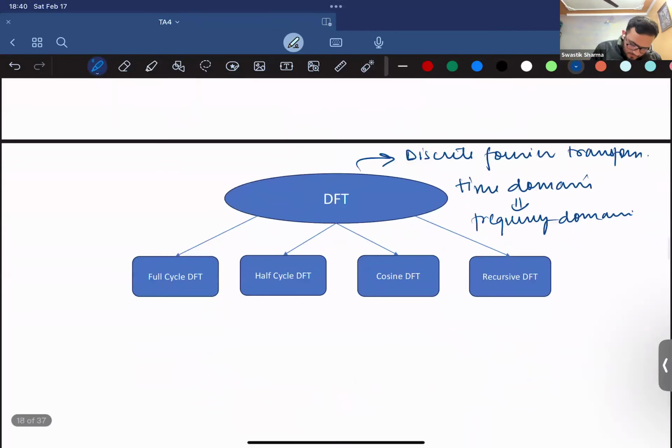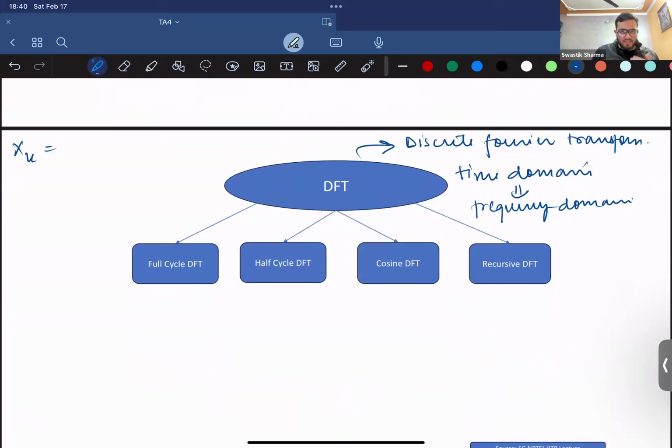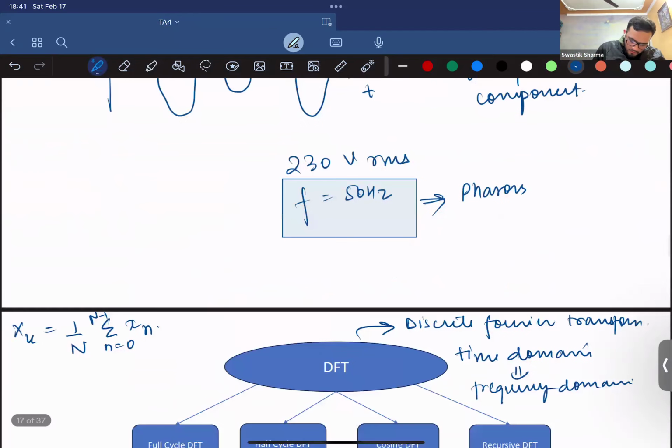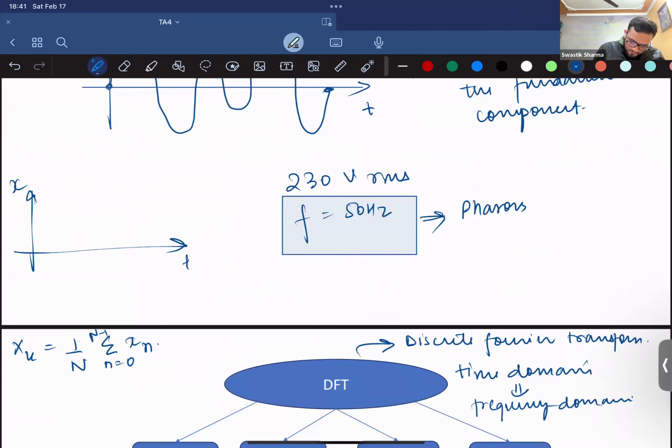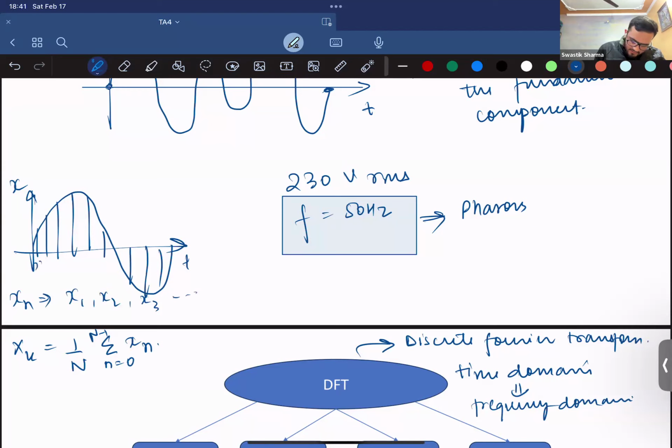So how you can do that? Let's say you have a signal xk. After discrete Fourier transform, this signal you get. Before that, you have your continuous samples from 0 to n minus 1. So you have a signal xt, which is something like this. You are sampling in real time, right? So xn is nothing but your samples: x1, x2, x3, etc., right?